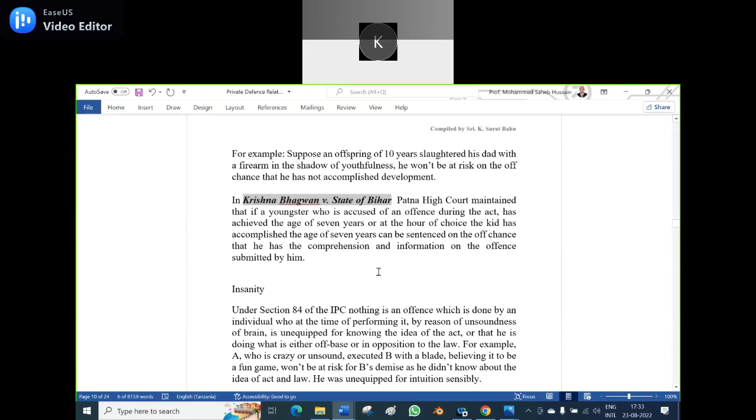In Krishan Bhagwan versus State of Bihar, the Patna High Court maintained that if a child who is accused of an offense has attained the age of 7 years during the act or at the time of trial, the child can be sentenced if he has the understanding and knowledge of the offense committed by him. Surprisingly, the court has given some punishment to this child in the case of Krishna Bhagwan versus State of Bihar. With this we will stop today's class. When he knows that, of course, a test would be made. That is a test to know whether the evidence of a child can be taken or not.